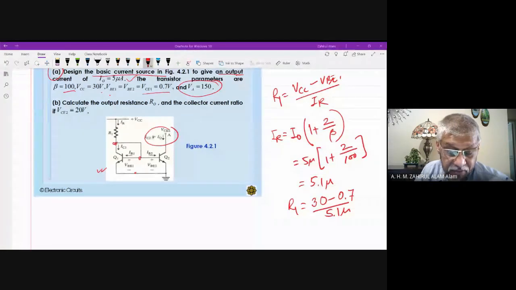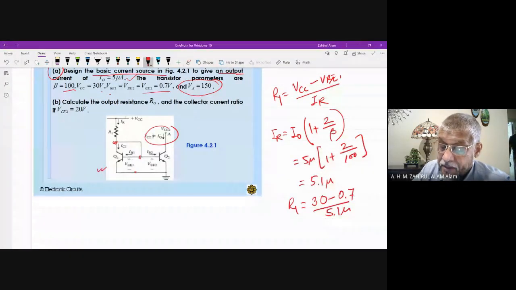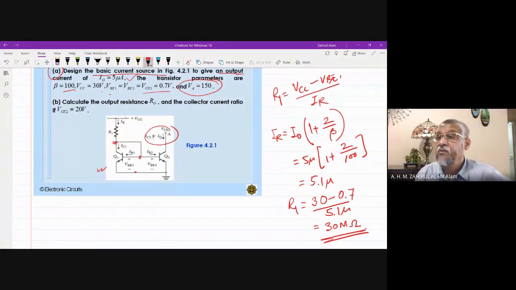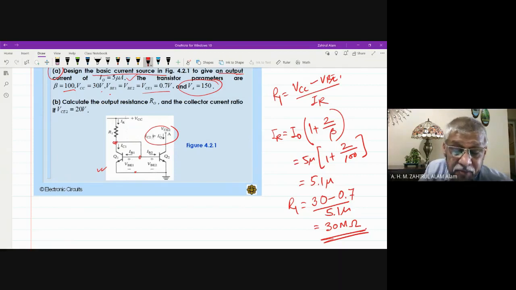Let me find from the solution. So it comes to 30 mega ohm. That means we need 30 mega ohm of resistance. Also for an integrated circuit, we don't prefer this, so we can replace it with a transistor. I'll show that later.